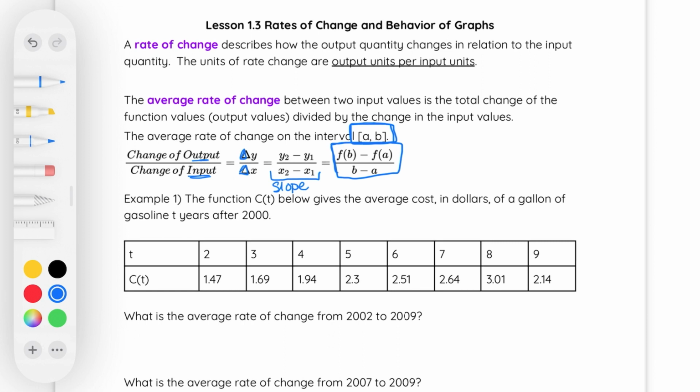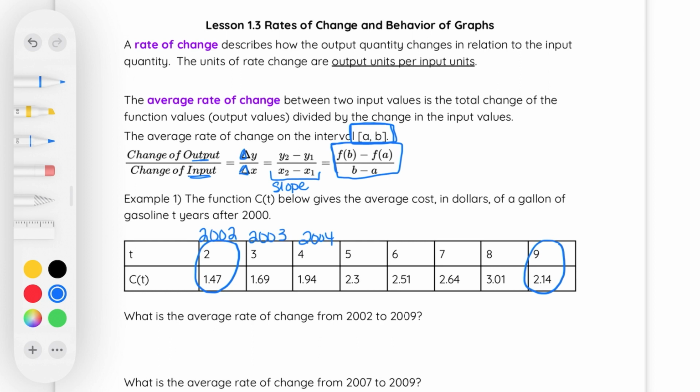So looking at our graph below, the function C of t gives the average cost in dollars of a gallon of gasoline t years after 2000. So if I'm looking at t, 2 years after 2000 would be 2002, 2003, 2004, etc. What is the average rate of change from 2002 to 2009? So I'm looking from 2002 to 2009.